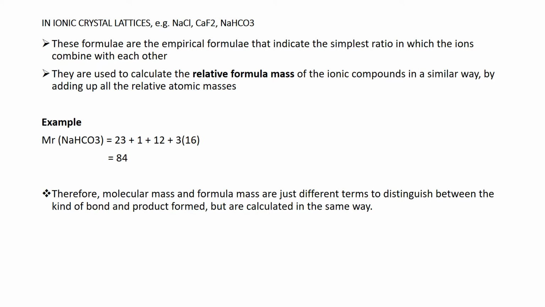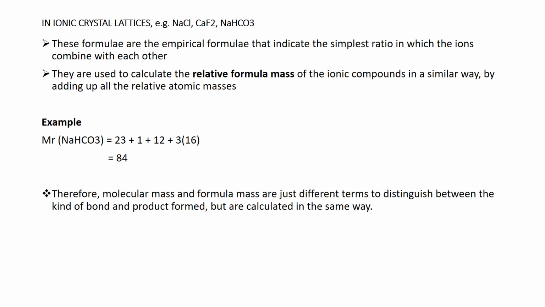Okay, and then we also have a relative formula mass. How do we calculate the relative formula mass? You get it by also adding the relative atomic masses. So for example, sodium hydrogen carbonate, NaHCO3, contains 1 atom of sodium, 1 atom of hydrogen, 1 atom of carbon, and 3 atoms of oxygen.